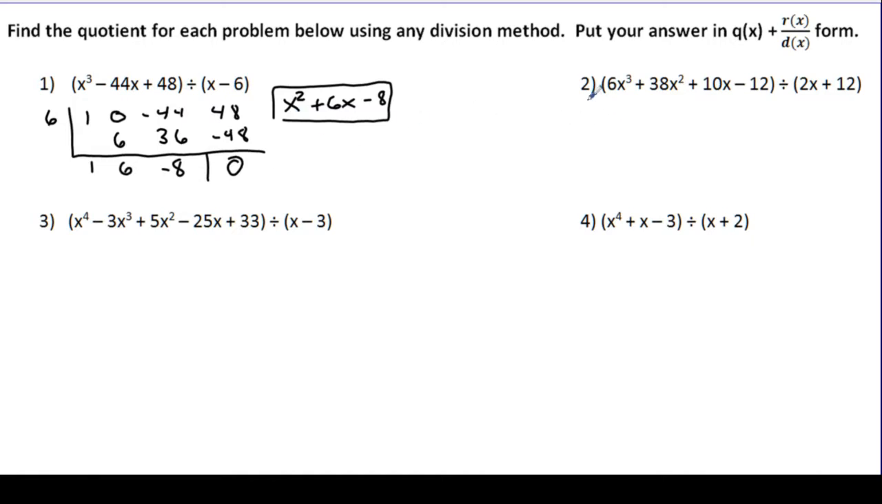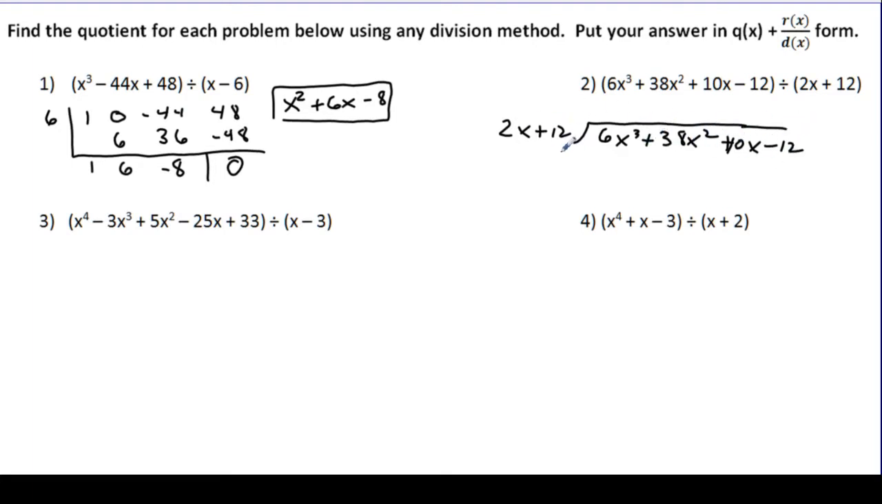Okay, problem number 2 is a long division problem. Because of that 2 value, we have to use the long division symbol instead. We can't do the shortcut with synthetic. So in this case, 6x cubed plus 38x squared plus 10x minus 12 goes on the inside. I'm going to do a quick check on this and make sure that I'm okay, and in this case it looks like I am. I didn't skip anything along the way, so there was no need for a 0x.